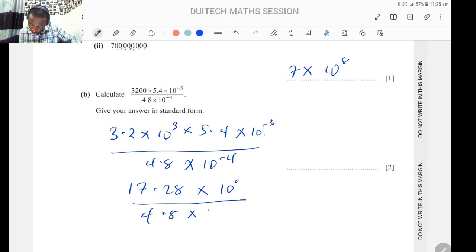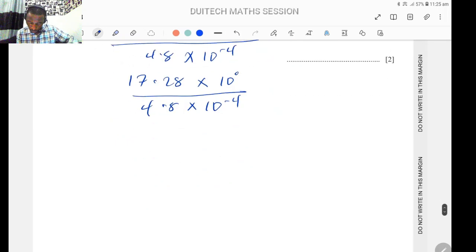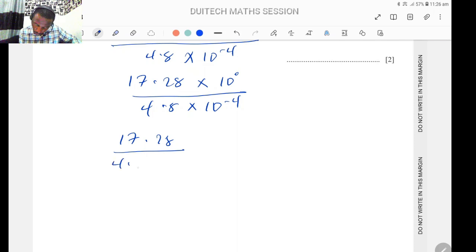4.8 times 10 to the power of minus 4. So for this one now, I'll be having 17.28, right? All over 4.8 times 10 to the power of minus 4. So we write 17.28 in standard form.